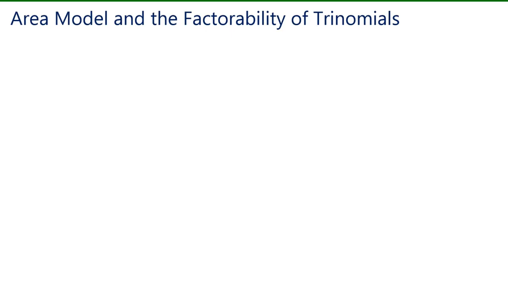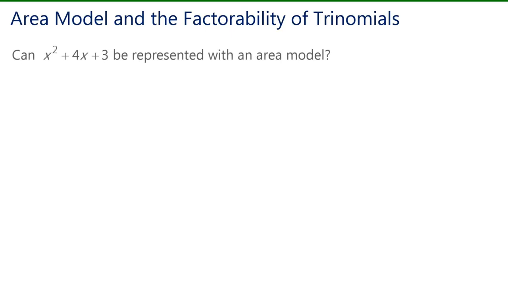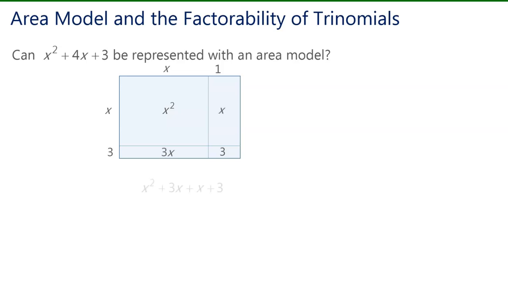Let's look at the area model and the factorability of trinomials. Can x squared plus 4x plus 3 be represented with an area model? Let's start with our rectangle and our 4 distinct areas. Place the x squared in the upper left rectangle. The only dimensions that multiply to give this is an x and an x. Place the constant term 3 in the lower right rectangle. The only factors that multiply to give us 3 would be 1 and 3. Filling out the missing areas, we get a 3x and an x. Adding up all the areas, we get x squared plus 3x plus x plus 3.